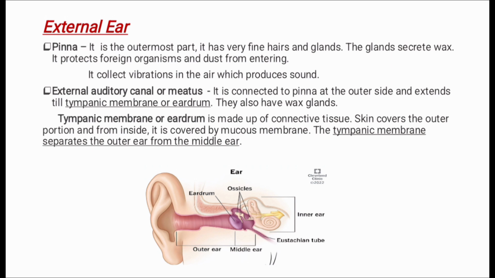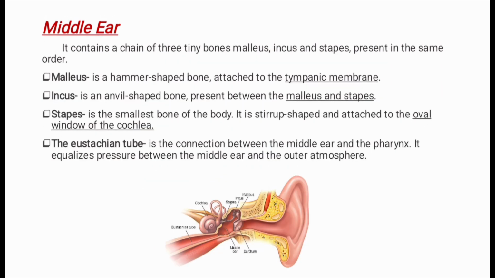So here we can see the parts of the ear in this diagram. Here we can see how the ear is divided into outer, middle, and inner ear. So the external ear is composed of pinna, external auditory canal, and the tympanum. Next, coming to the middle ear. This middle ear consists of ear ossicles and eustachian tube.